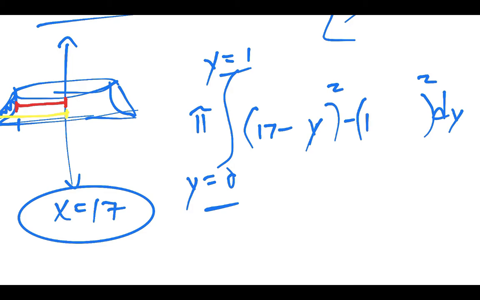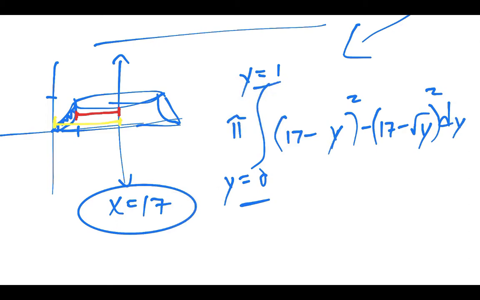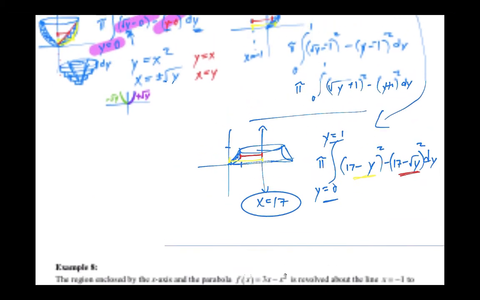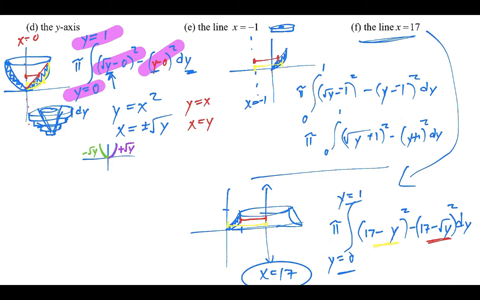There we go. 17 minus the square root of y gives you that inner radius location. And so this time, let's go back and look at that. The inner radius is in red. The outer radius is in yellow in each case. So if you go back and look at the other ones I've done, I've kept the coding the same way. The outer radius is measured in yellow, and the inner radius is in red.